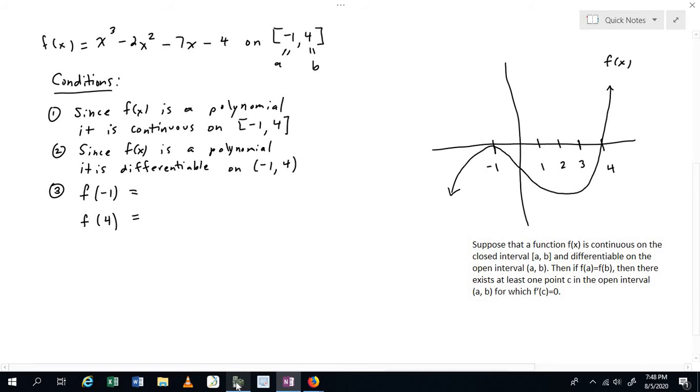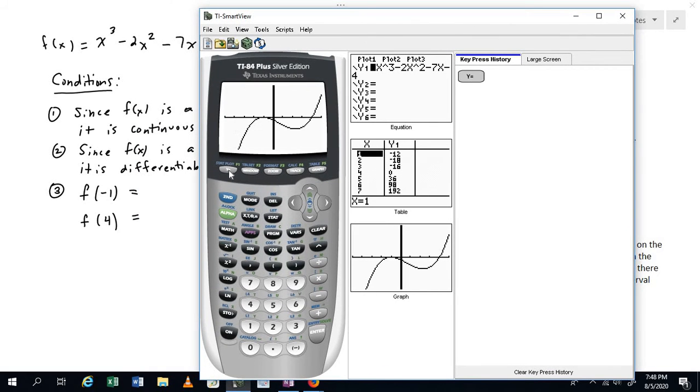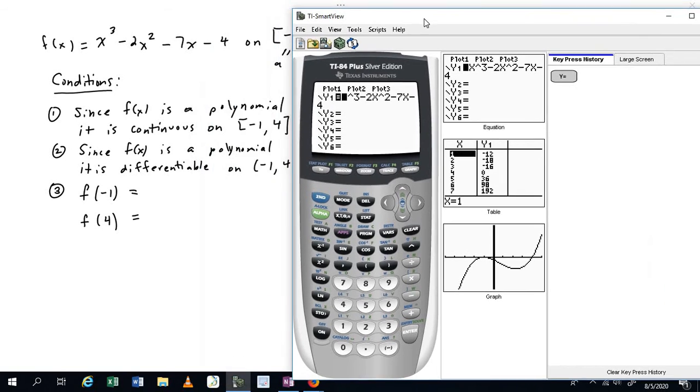Okay, I'm going to do this on the calculator. So the easy way to do this on the calculator is to go to your y equals button and then enter the function into y1, which I've already done.